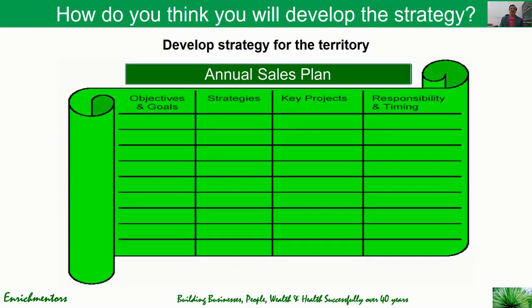So, how do you think we can develop the strategy? You have this annual sales plan in front of you that can help you not only meet but exceed sales targets, and there are four elements of that. So, how do you develop the strategy? Any thoughts? You want to take 5, 10, 15, 20, 30 seconds, pause the video and come back?